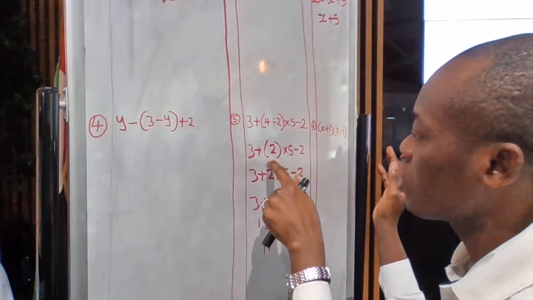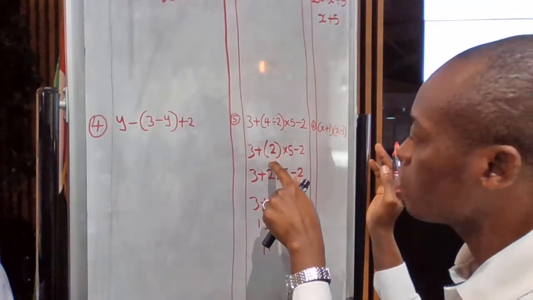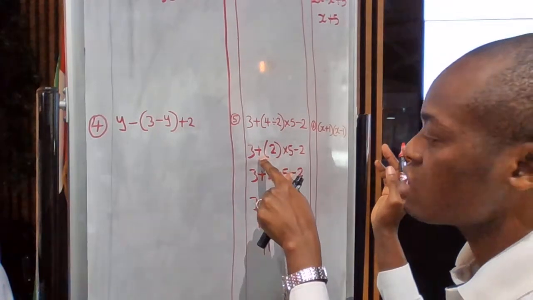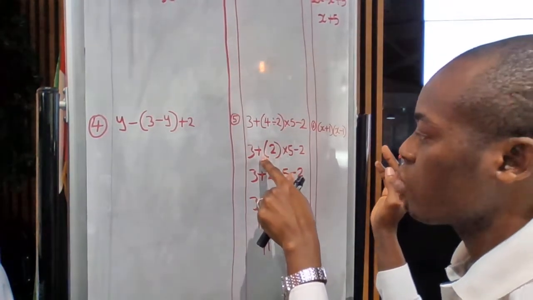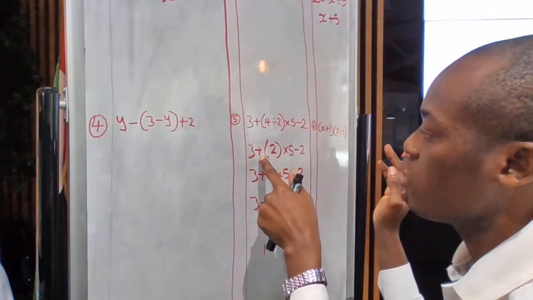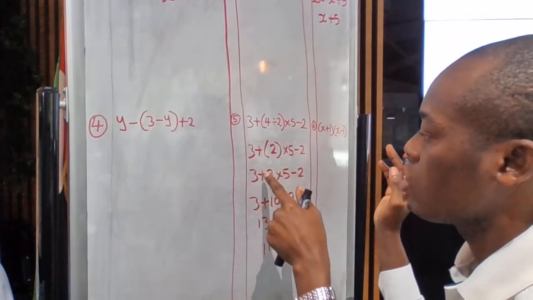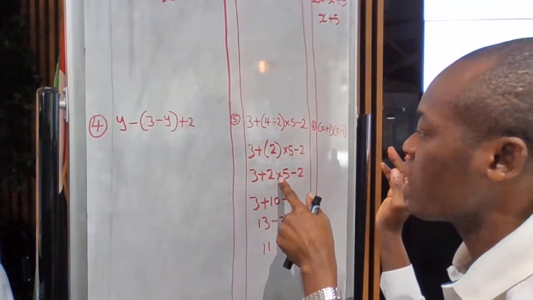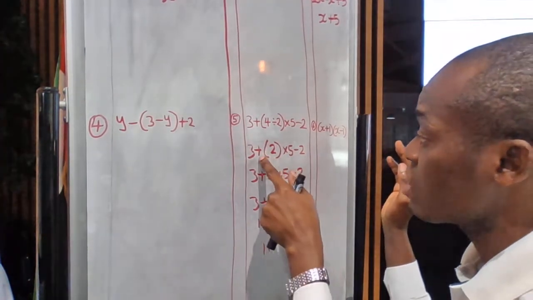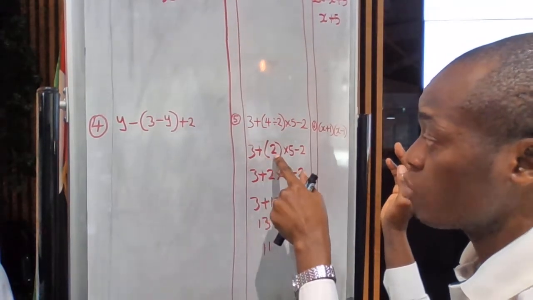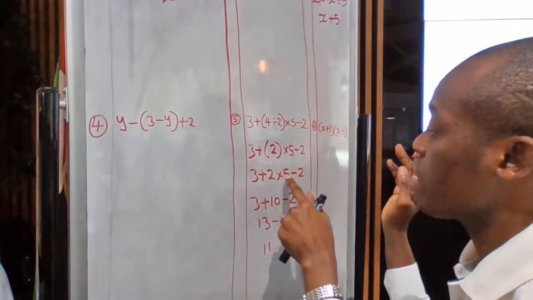Open the bracket with what is touching the bracket. What is touching the bracket here is plus. Is this plus? So this plus belongs to the bracket, not to this 3. So that is why we have plus 2: plus times 2 will give us plus 2. So times 5 minus 2.